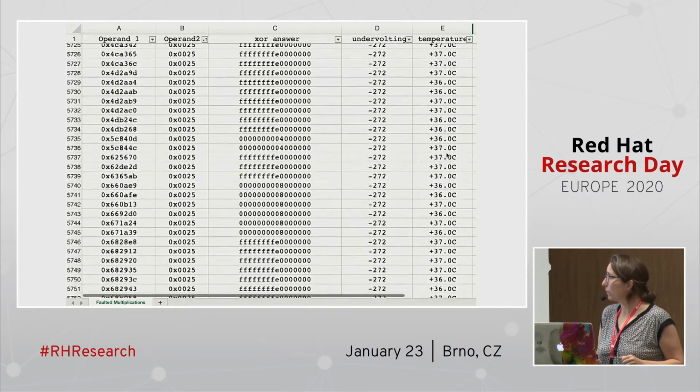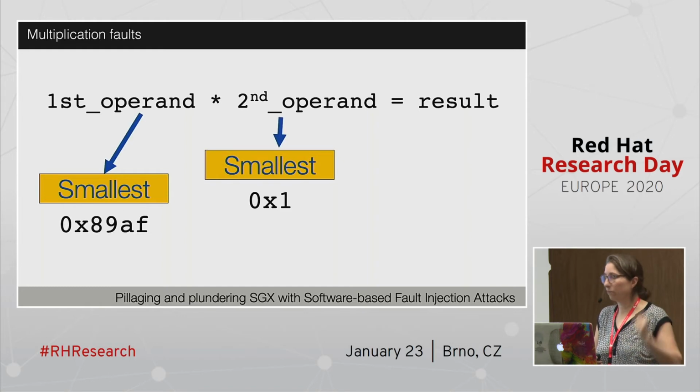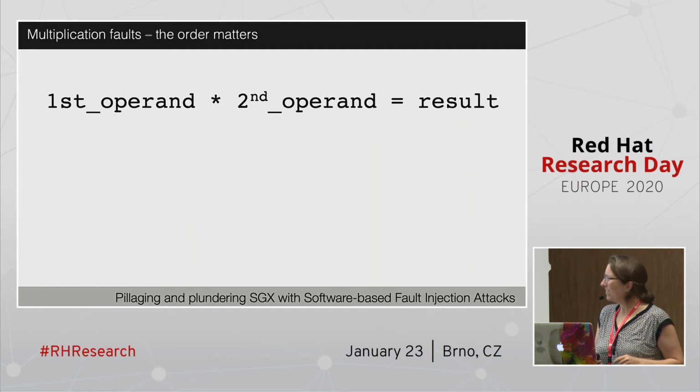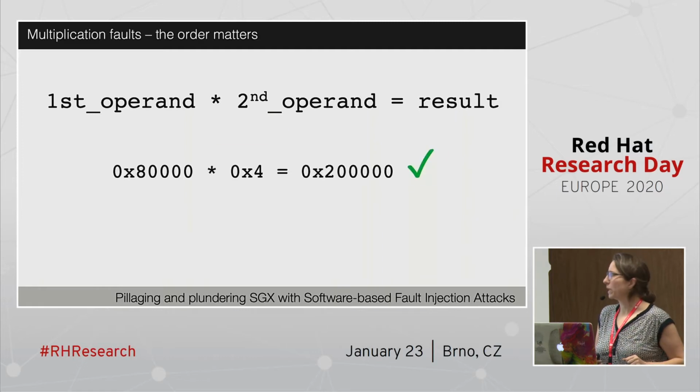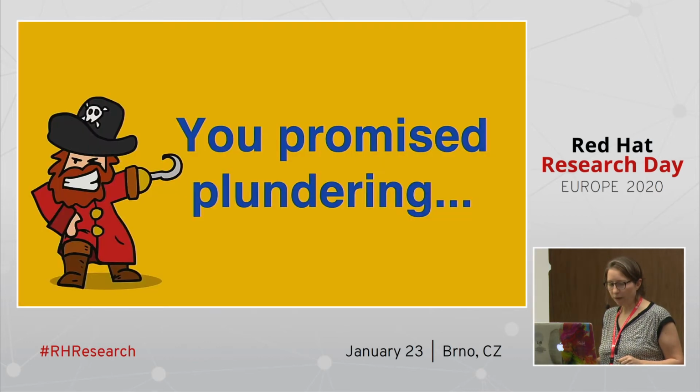And let's have a look at some of these and the way it works. The smallest number we got that we could fault was this. The smallest second number we could fault was 1. And the smallest result was this. This is an interesting thing, and I'd love to know if you have an answer to why this is. We can fault this multiplication. We can't fault this multiplication. Don't know why. If you have any ideas, come and tell me.